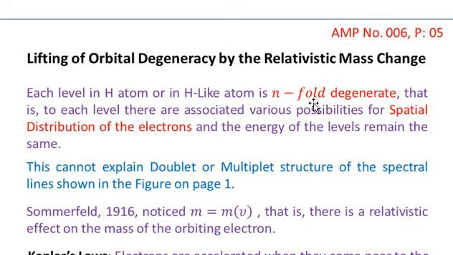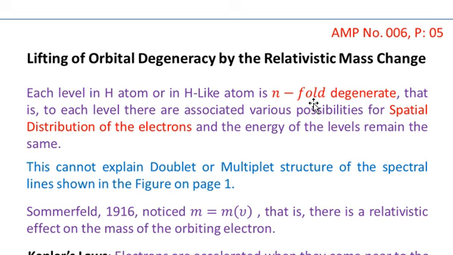That is, for each level, for example, if you are talking about n is equal to 2, then there will be 2 levels corresponding to n is equal to 2. If you are talking about n is equal to 3, then there will be 3 levels corresponding to n is equal to 3. And all the levels corresponding to n is equal to 3, which are 3 levels, will have the same energies. So it means that n-fold degeneracy exists when we are talking about the circular orbits according to the Bohr atomic model.